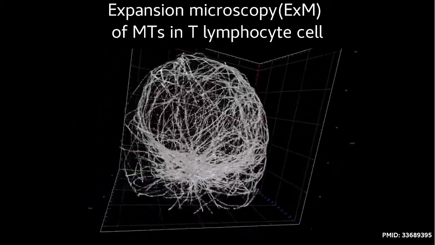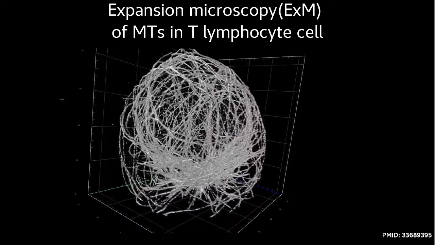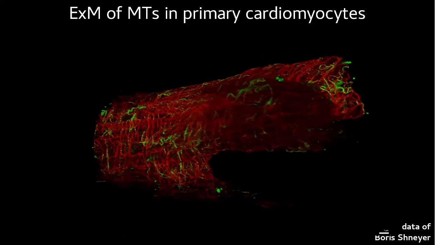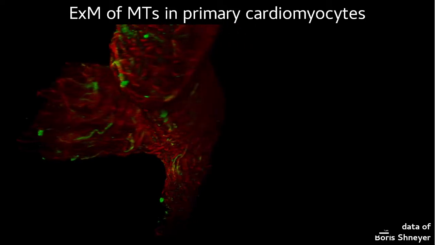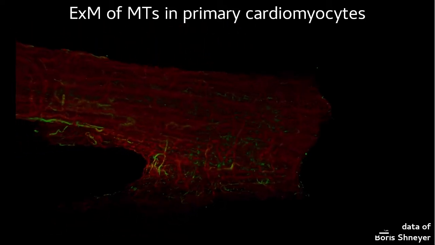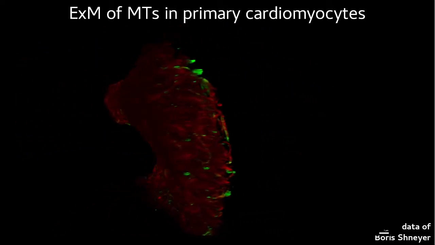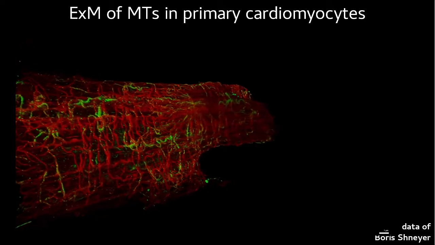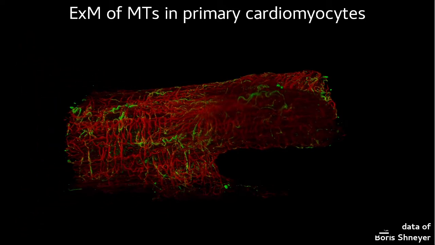In this example, it is a microtubule skeleton of a white blood cell. And this movie shows microtubule organization in a muscle cell of a heart. As you can see, it is a completely different network with different compartments colored in red and green here.